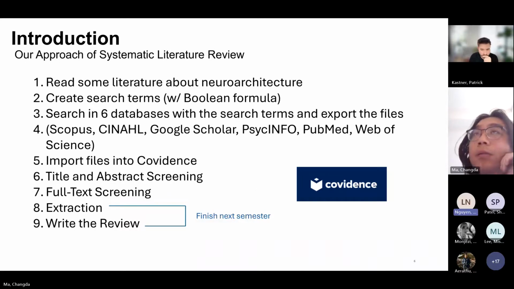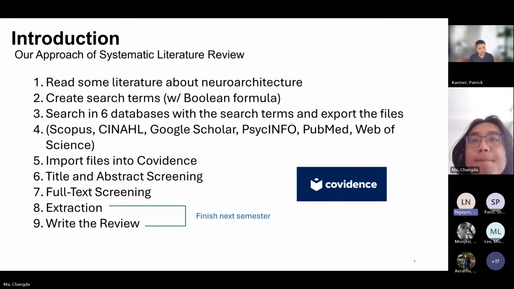For our approach to the systematic review, we mainly used Covidence, and we went through almost 7 steps out of the 9. We read a lot of literature about neuroarchitecture. Each of us created search terms with the Boolean method formula, and we used 6 databases for the search terms and exported all the files into Covidence. We used Scopus, Sinos, Google Scholar, PubMed, and Web of Science. Those are the main databases that we used.